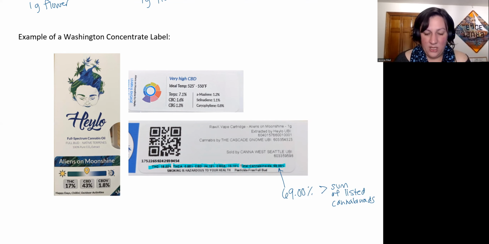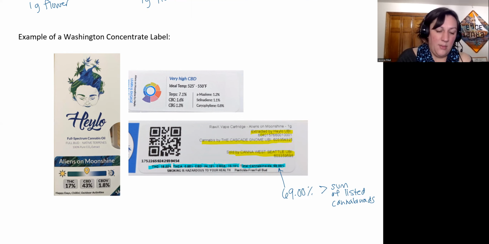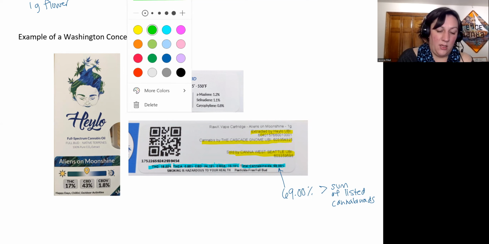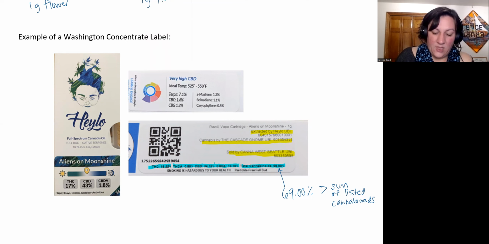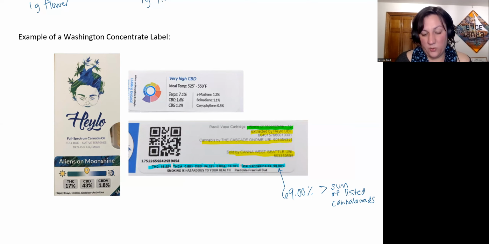But there's some other information along here. We see, like before, all of the information about the different companies that worked on producing this product and selling this product. And we have information about the product itself. So we have the name of the cartridge and the mass of the concentrate that is present within it, which is 1 gram.